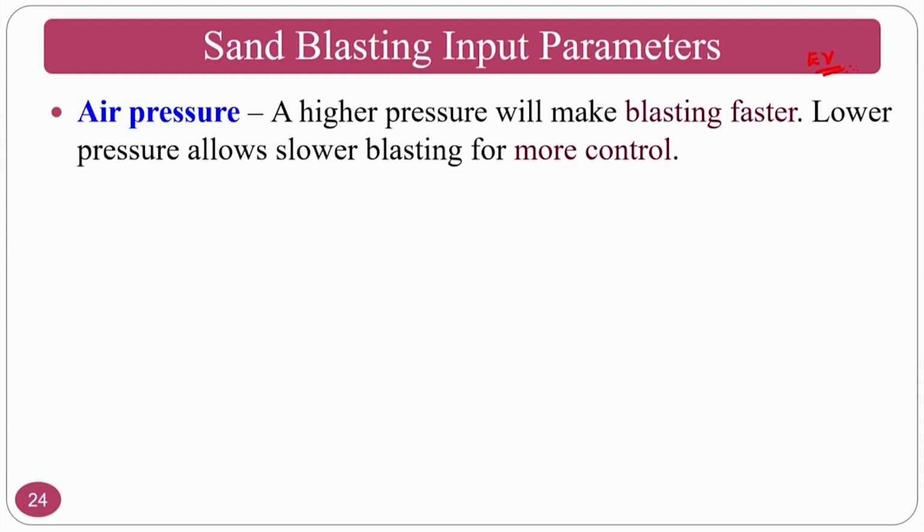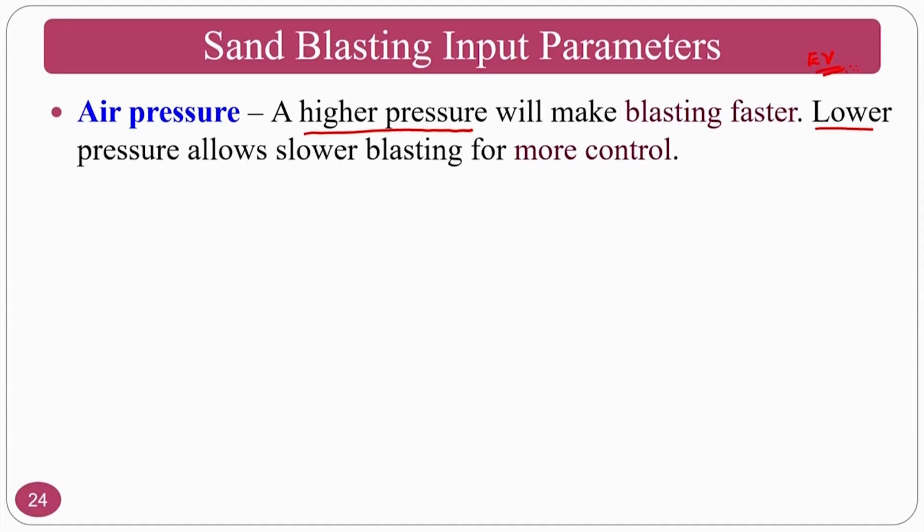Your divergence will reduce, and dust and other things will be reduced. In sandblasting input parameters, the air pressure is the first and primary thing. At high air pressure, you will make the blasting faster. If the pressure is very high, the velocity at which the abrasive particles move will be very fast. Thus, lower pressures allow slower blasting for more control.